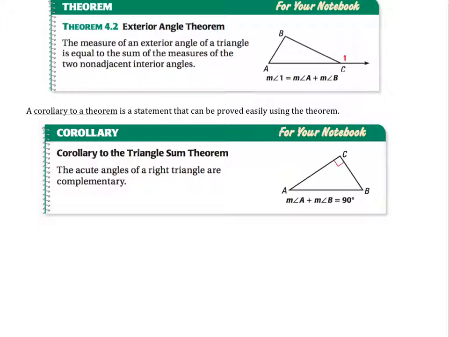So this is true because I know that the angles in a triangle are equal to 180 degrees. So I have one 90-degree angle if I have a right triangle. So if this is 90 degrees, that only leaves 90 other degrees for A and B to add up to. So therefore, neither A nor B could equal more than 90 degrees. So A plus B would always have to equal 90 degrees in a right triangle.